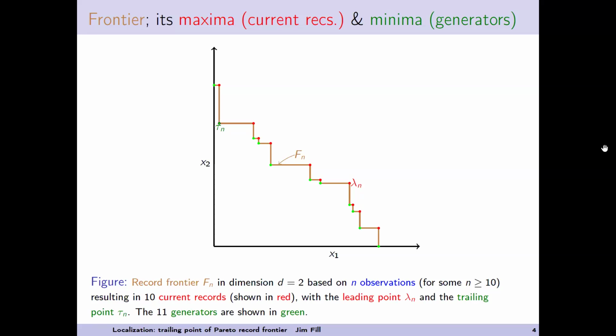Okay, so as the observations are collected, an observation is said to set a record if it's not dominated by any previous observation. So some observations never are records. Some are records, but get broken by other records, right? And at this particular time in this picture, there are 10 records. They're marked in red. Okay. So if you ask, where would the next observation have to fall in order to be a record, it would have to be to the northeast of this boundary.